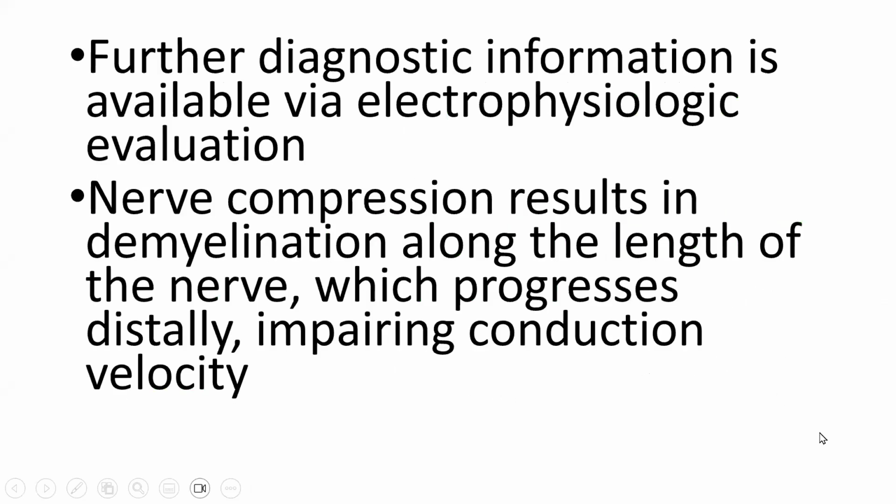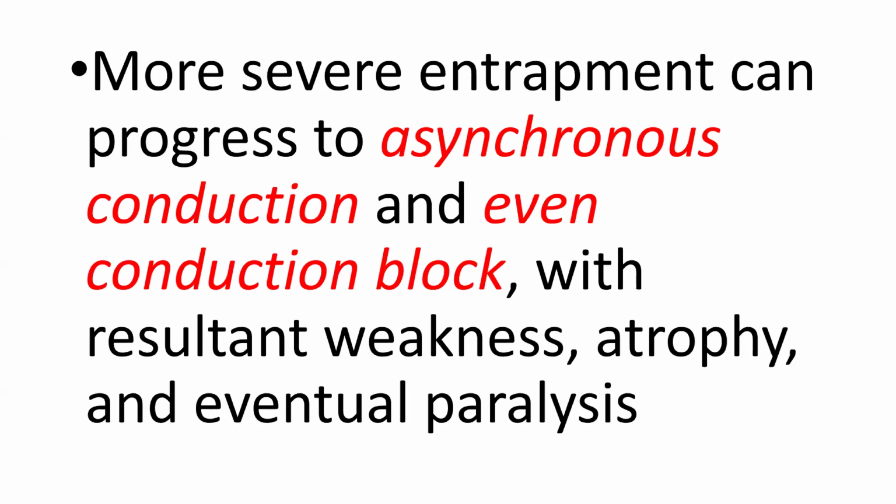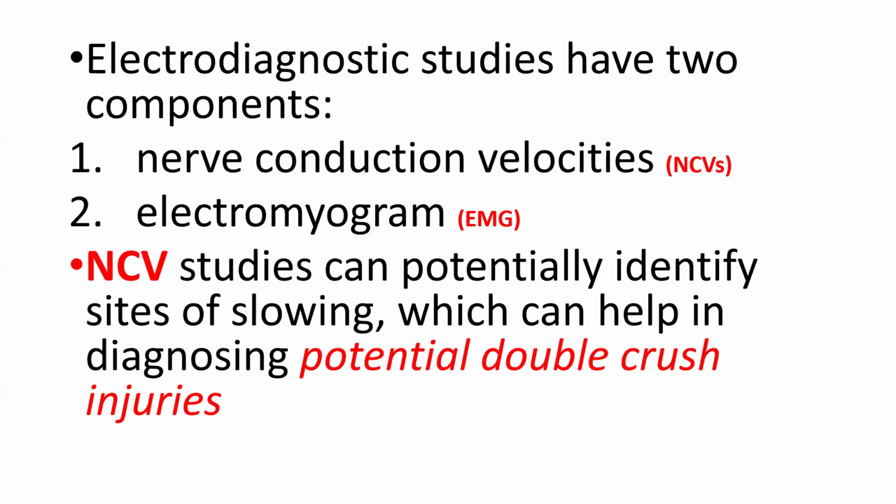Electrophysiologic testing: further diagnostic information is available via electrophysiologic evaluation. Nerve compression results in demyelination along the length of the nerve, which progresses distally, impairing conduction velocity. More severe entrapment can progress to asynchronous conduction and even conduction block, with resultant weakness and atrophy and eventual paralysis.